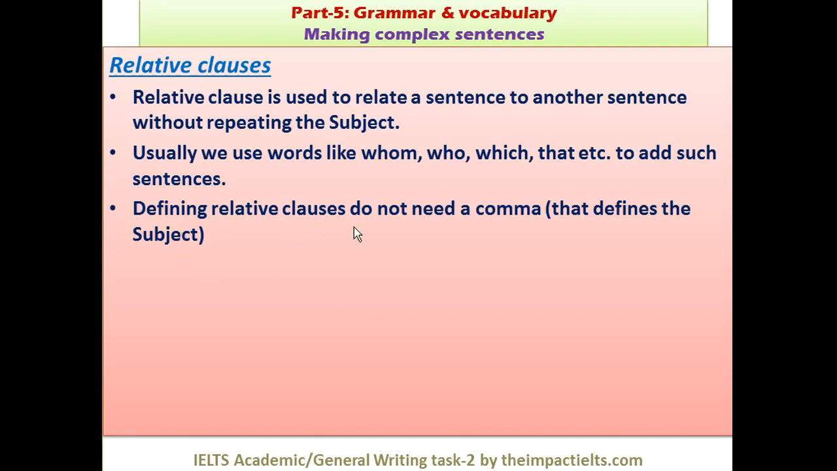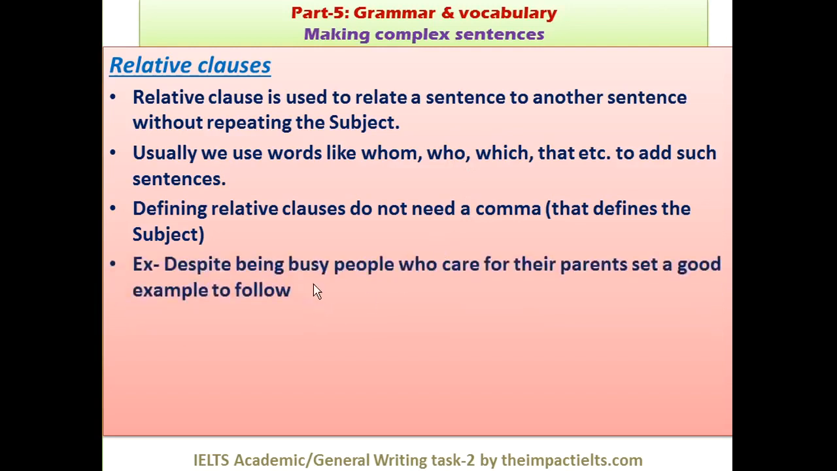The first is known as the defining relative clause. Defining relative clause means we are using this to talk about who or what a person is, to know that person. So it means defining, and here we don't use any comma. Let's see an example. Despite being busy, people who care for their parents. Now it's about people, so we don't use a comma after people. Here I'm clearly defining the people.